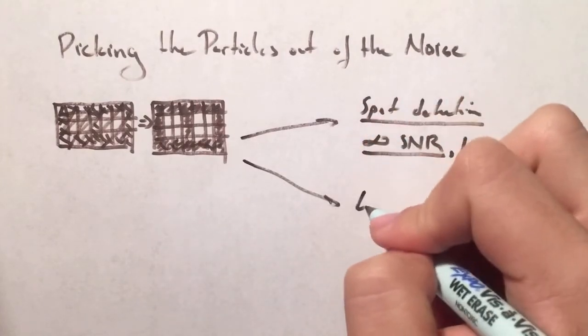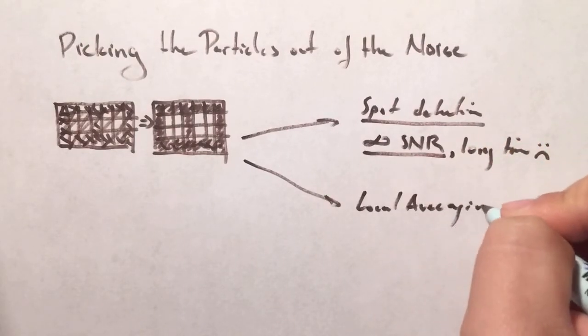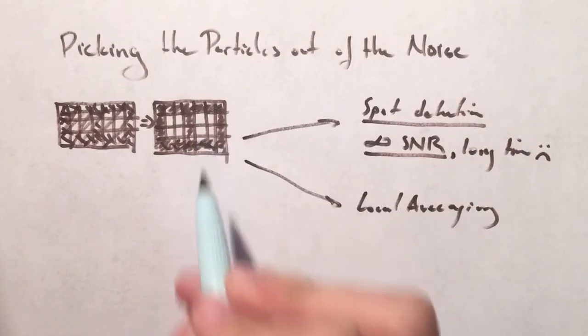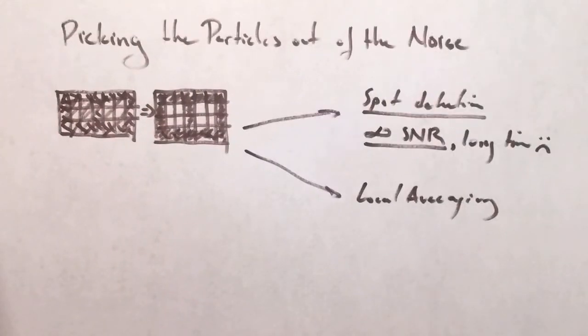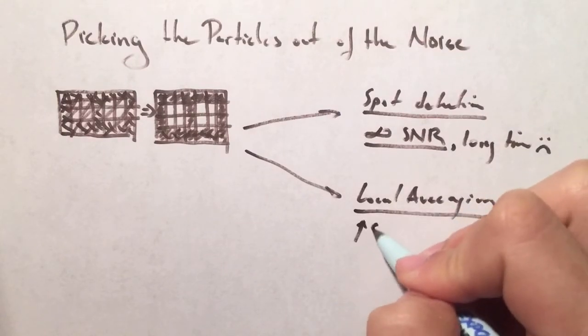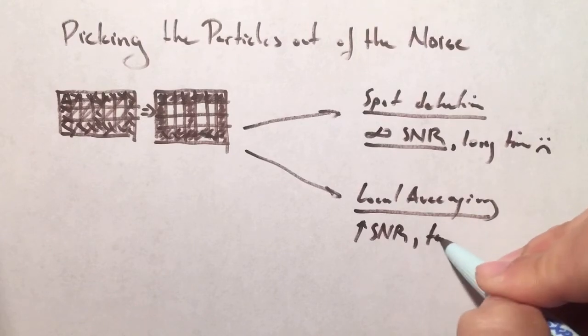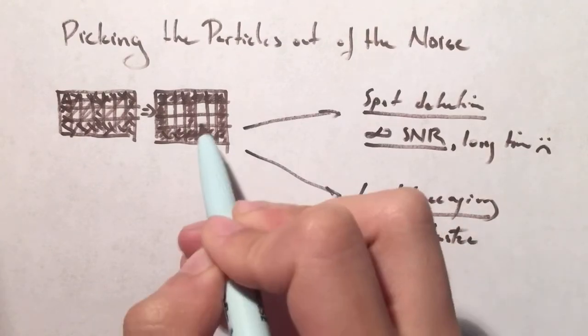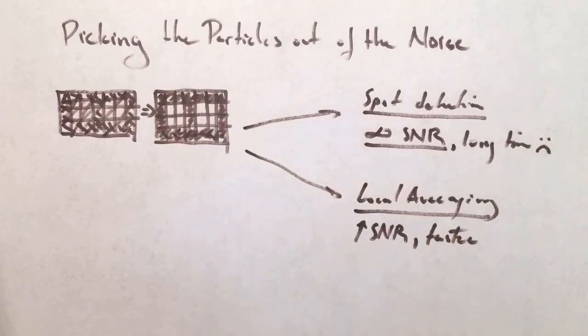The other option is local averaging. Like the name implies, it's taking some set neighborhood and then averaging the intensities in that local area. This can be faster, but it does have an improved signal-noise ratio of maybe double, rather than infinite. And it is also dependent on what local area you choose, whether it's 2x2 pixels or 3x3 pixels, etc. So after this, we can now pick out the particles from the noise.